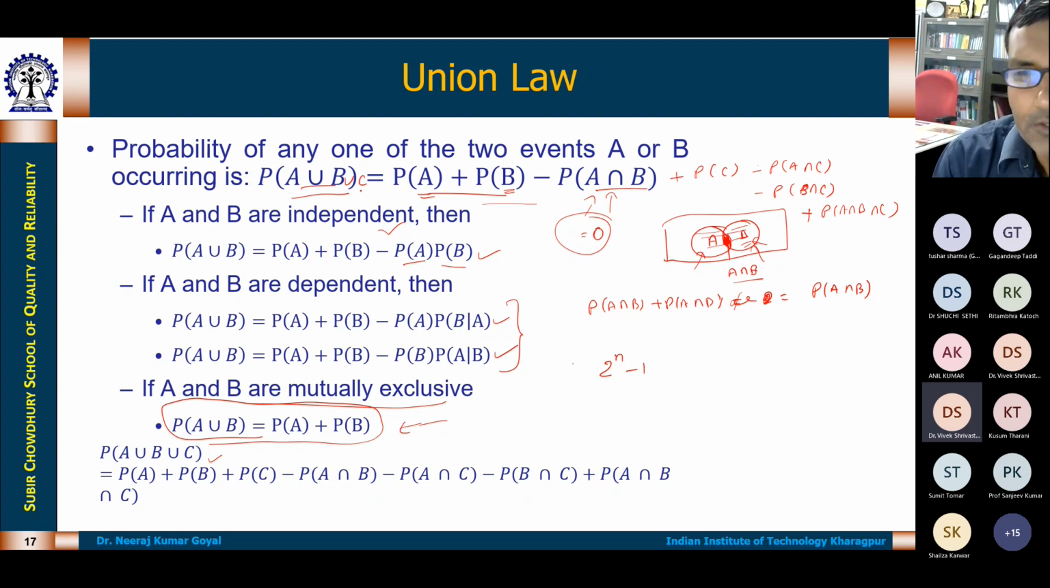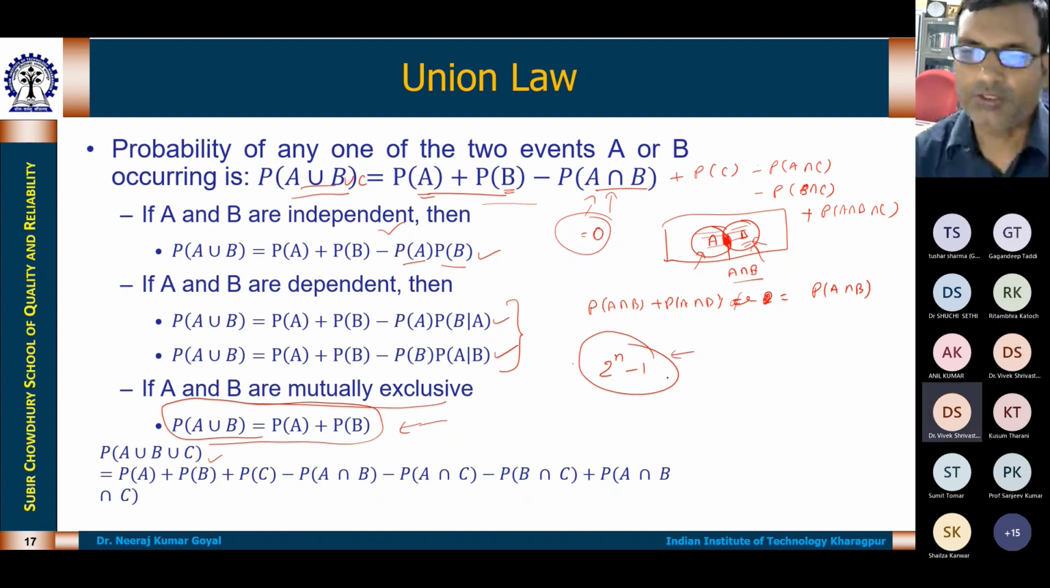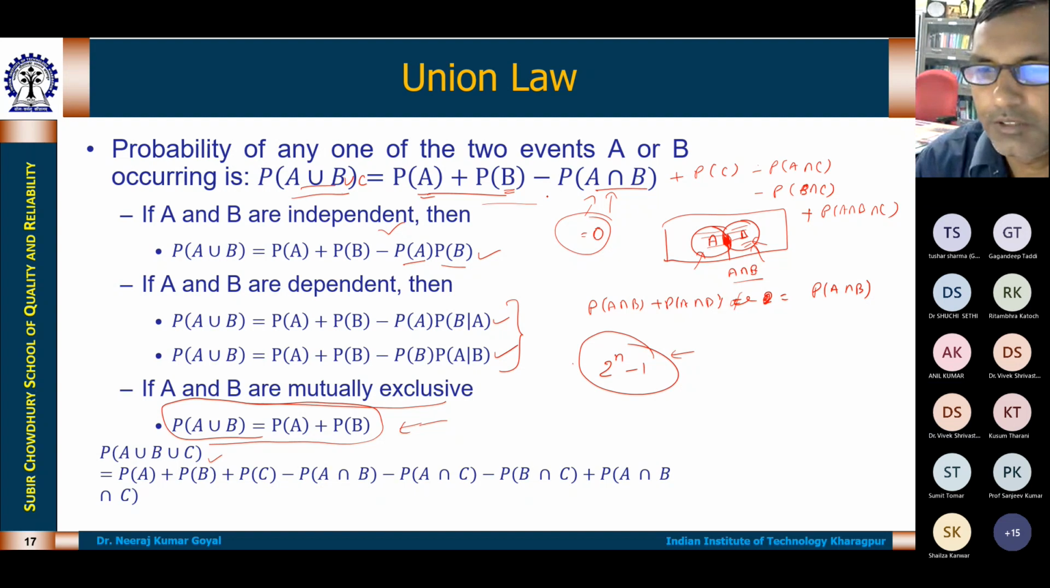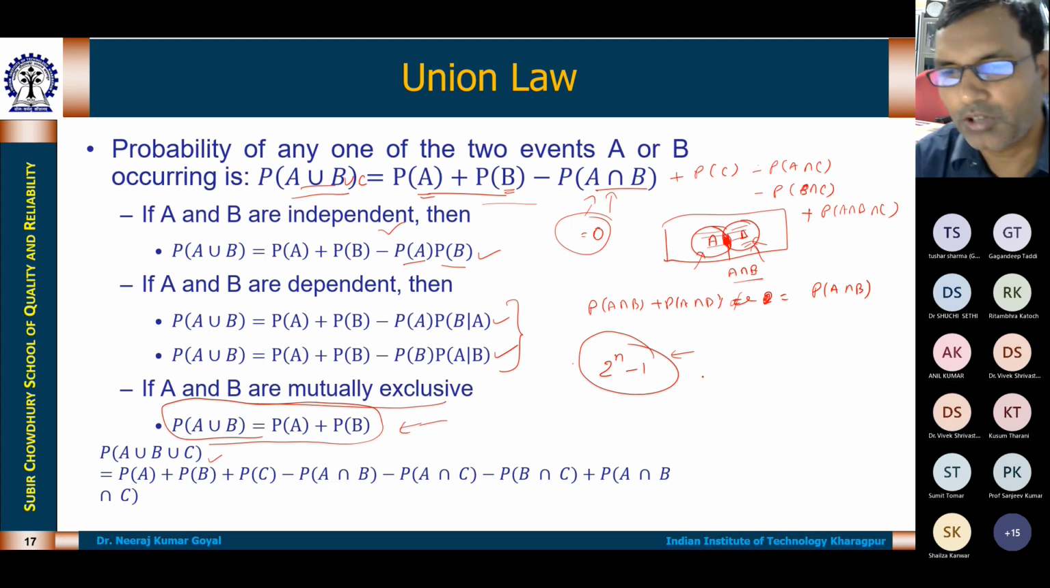Because of that, the number of combinations which I need to use for calculation becomes very, very high. And because of that, this becomes very difficult to calculate. If there are 5 events, then 2 to the power 5 minus 1. If, let's say, there are 10 events, and I have to make the union, I have to make more than 1,000 calculations. Okay. So which will be cumbersome, which will be difficult.